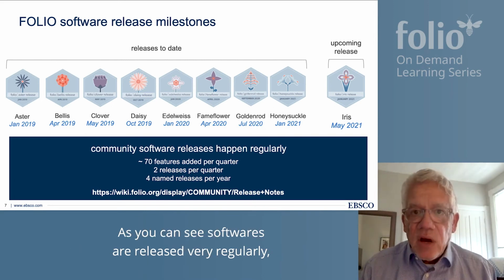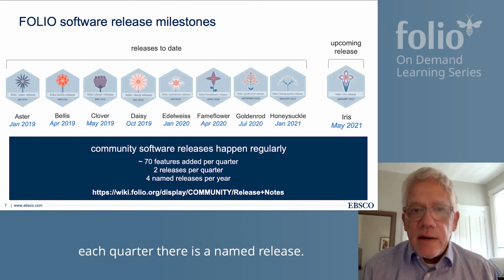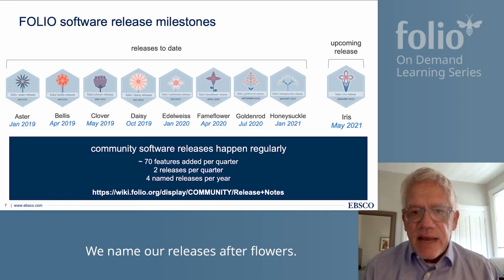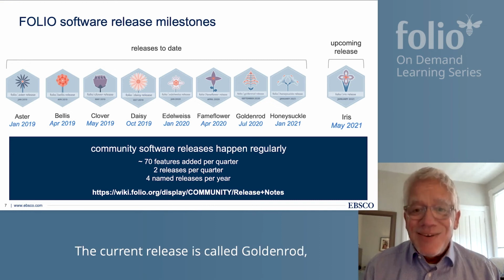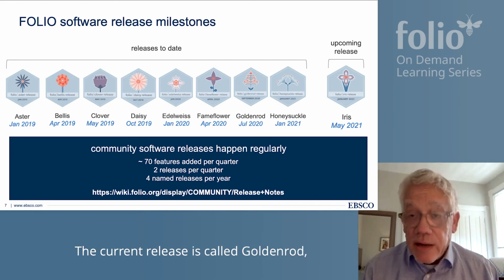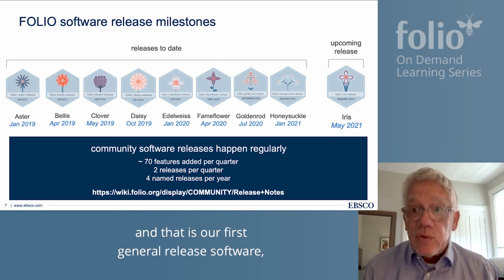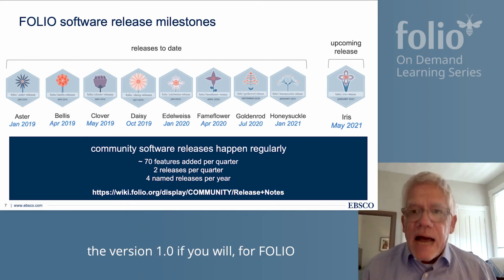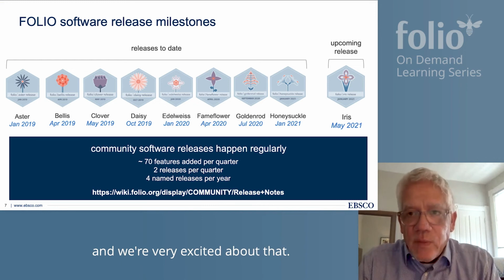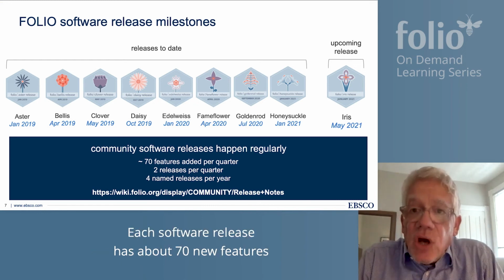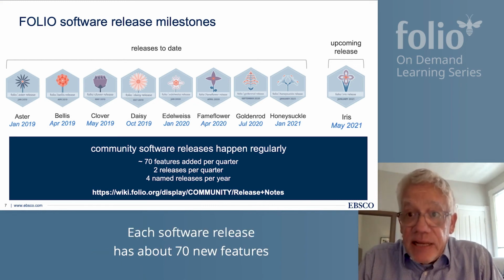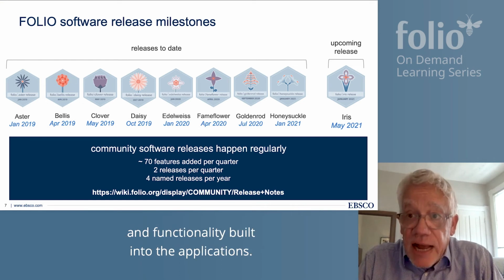As you can see, software is released very regularly. Each quarter, there is a named release. We name our releases after flowers. The current release is called Goldenrod, and that is our first general release software, the version 1.0, if you will, for Folio, and we're very excited about that. Each software release has about 70 new features and functionality built into the applications.